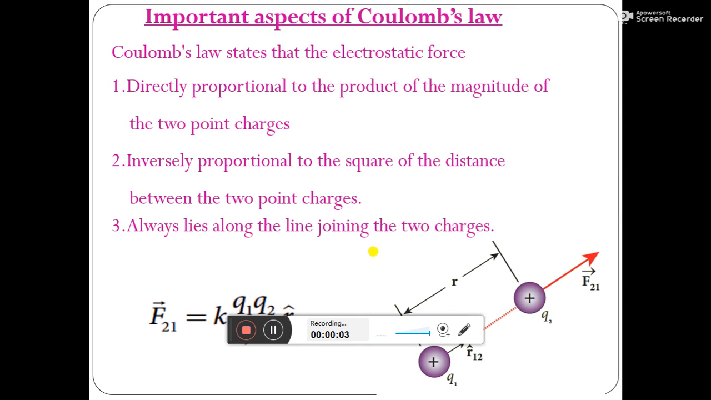Important aspects of Coulomb's law. Coulomb's law states that the electrostatic force is directly proportional to the product of the magnitudes of two point charges Q1 and Q2, and inversely proportional to the square of the distance between the two point charges, and always lies along the line joining the two point charges, that is along the direction R12, that is from Q1 to Q2.